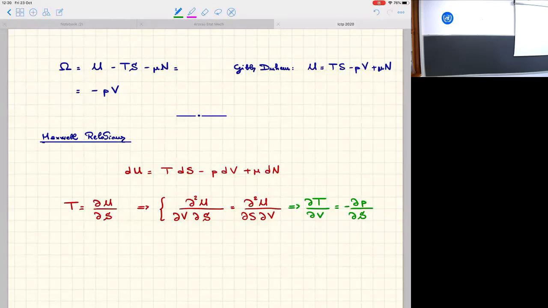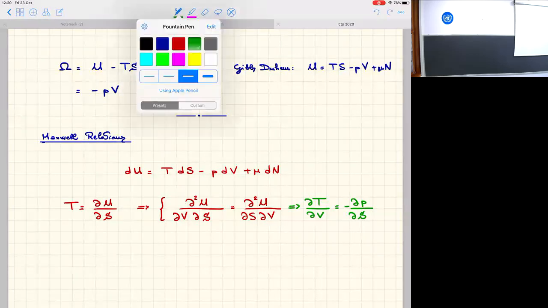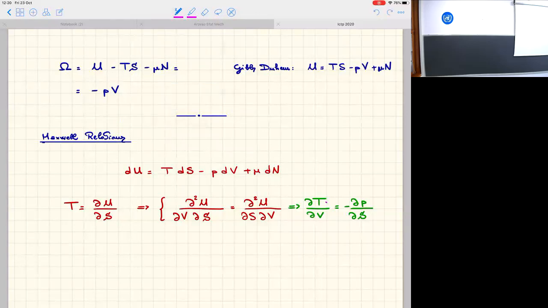And you see that here I have the derivative of the temperature. Let's do it in another color. This one. The derivative of the temperature with respect to the volume is equal to the derivative of the pressure with respect to the entropy with a minus sign. You have to think about the minus sign, but all the rest is just conjugated variables. This is conjugated to this, and this is conjugated to that. Right? Life is easy. It's not too complicated.